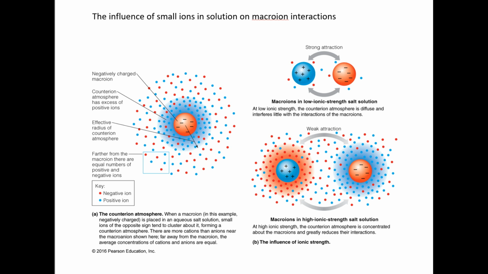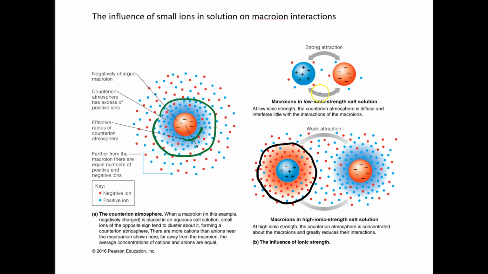A negatively charged macro ion here is going to cause a concentration of positive ions, which are the blue ions, around the surface of it to neutralize that charge in the system. Likewise, if it's positively charged, you're going to get an accumulation of negative charges around the surface of that macro ion.